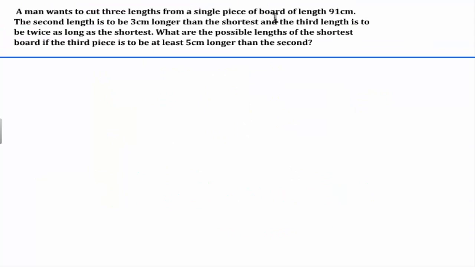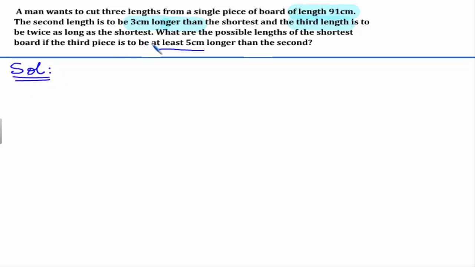In this problem, one single piece of board of length 91 centimeters is made into 3 parts. The second length is 3 centimeters longer than the shortest, and the third length is twice the shortest length. Then we need to find the possible lengths of the shortest board. And the condition given to us is that the third piece is to be at least 5 centimeters longer than the second. Let us see the solution for this now.